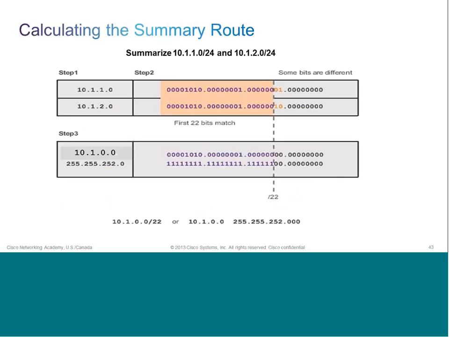The figure illustrates that summarizing networks into a single address and mask can be done in 3 steps. So in this particular example, we will be summarizing 10.1.1.0/24 and 10.1.2.0/24. Step 1, list the networks in binary format, which has been done here, and 10.1.2.0 was done here.